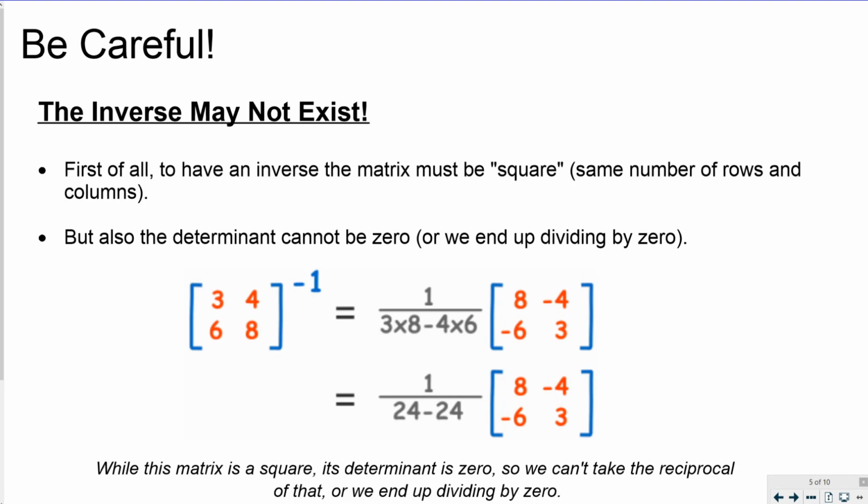Be careful though. The matrix that you're going to take an inverse of has to be a square, so it has to be a 2x2, and the determinant cannot be 0. While this matrix shown is a square, its determinant is 0, so when you take the reciprocal of it, you get 1 over 0, and that's not possible. You can't have 1 over 0, so the inverse does not exist.